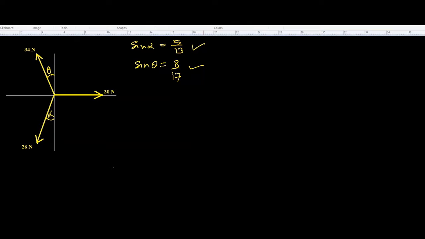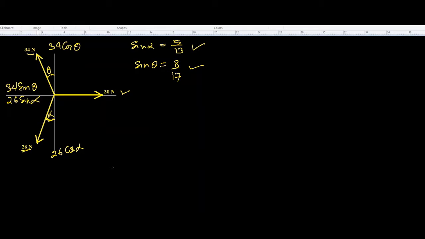First, we will resolve all these three forces into their components. Since this one is a horizontal force, there is no need to resolve it into components. It is itself a component. Let's talk about this one, 26 Newton. Since the alpha angle is here, this will be 26 cos alpha, and the horizontal component will be 26 sine alpha. Now the 34 Newton force. This component will be 34 cos theta, and this one will be 34 sine theta.